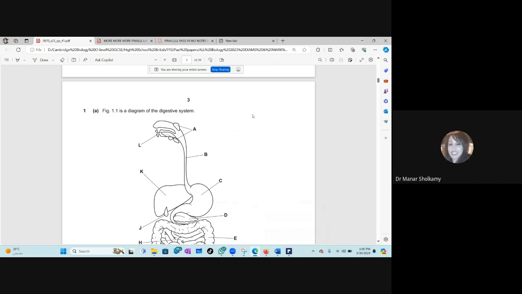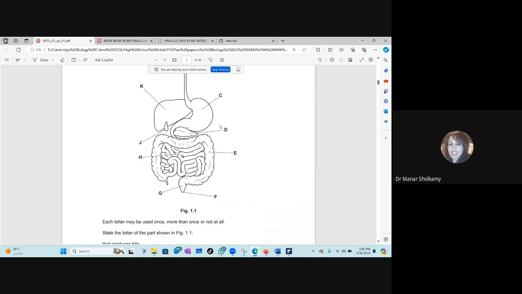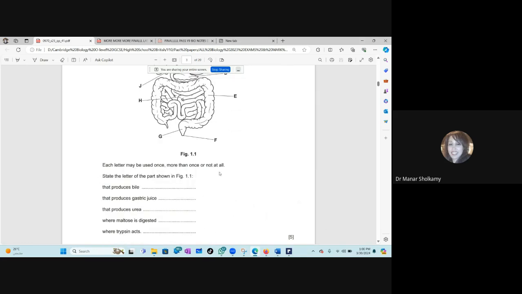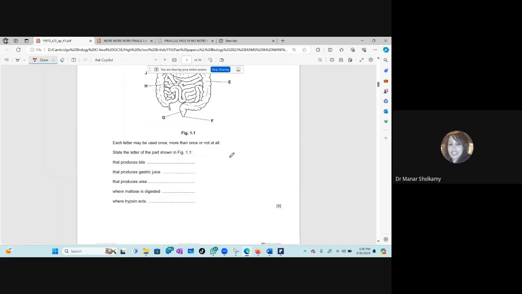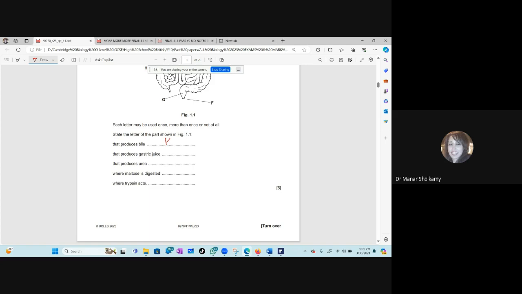Now we'll start immediately. Now tell me, 1A, figure 1.1 is the diagram of the digestive system. Each letter may be used once, more than once, or not at all. State the letter of the part shown in figure 1.1. What is the part that produces bile? Give me letters. K. Yes, sure. It's K. So K is the liver. It produces bile. Now, quickly, what's next?